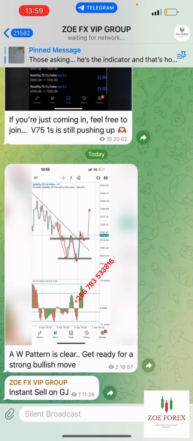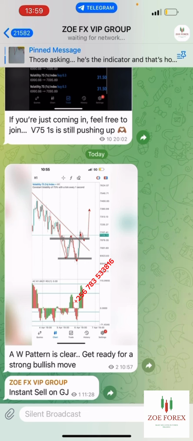And this is exactly what I posted today. And apparently, what did I say? A W pattern is clear. Get ready for a strong bullish move. And that was before I sent this signal, which is currently running.